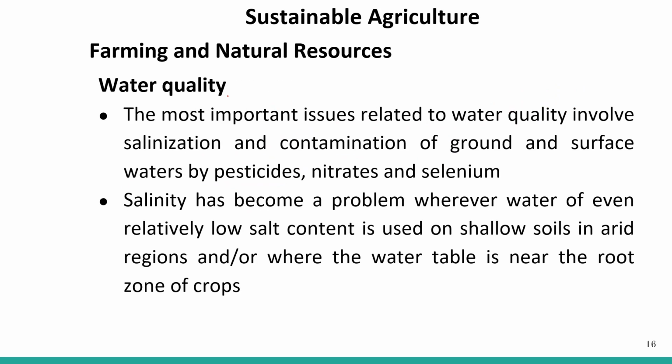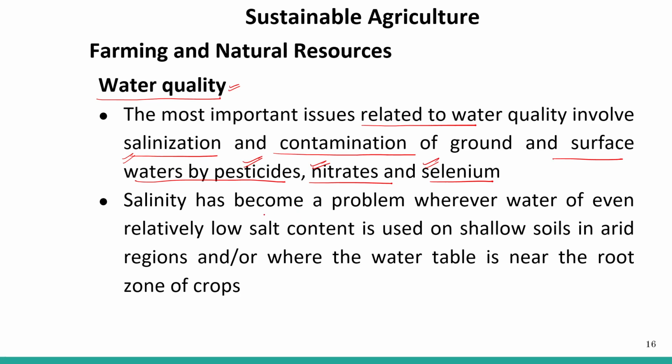Water quality. The next topic is water quality. The most important issues related to water quality involve salinization and contamination of ground and surface water by pesticides, nitrates and selenium. So these are some of the salts that cause salinization of the soil, okay, and contaminate the ground. And in this particular condition, the crop cannot be grown.